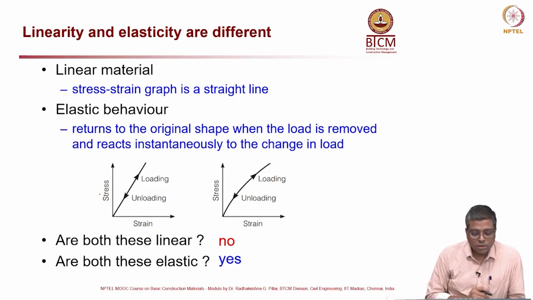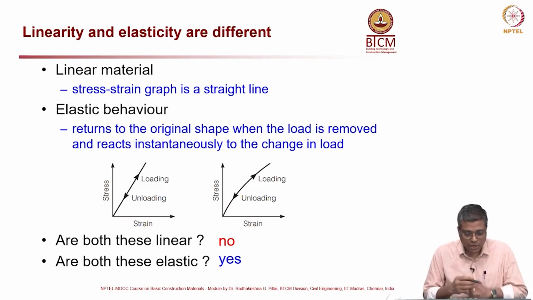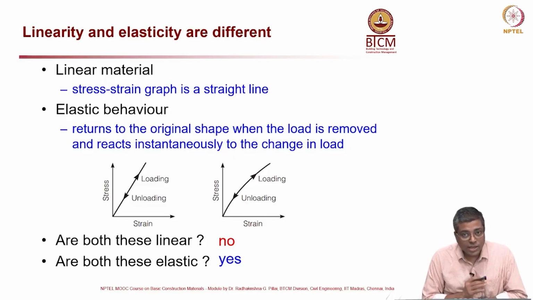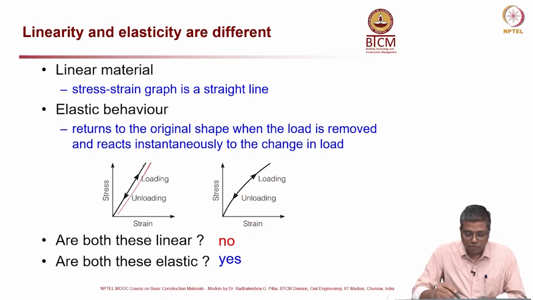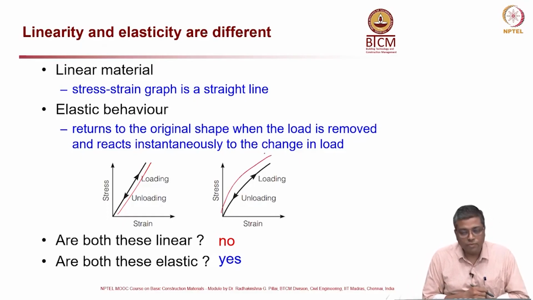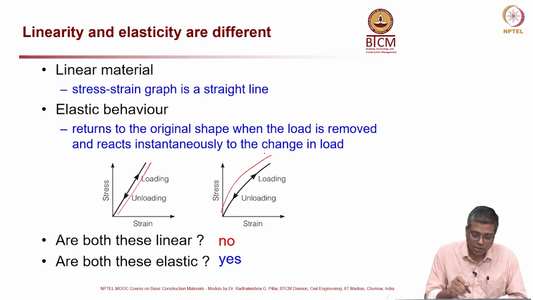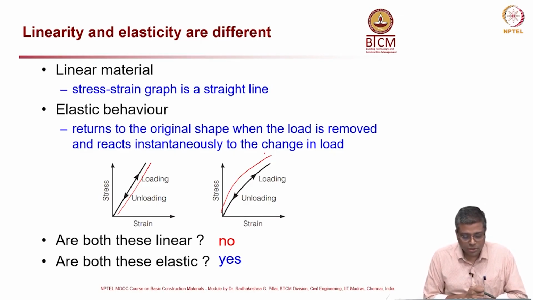Now, when you look at stress strain behavior, you can see sometimes the graph looks like a straight line, sometimes curved like this one, the second. For a linear material, the graph will be a straight line like the first one. You can have elasticity, but it need not be linear all the time. There could sometimes be curved graphs like this also. So, the question is, are both these linear? The answer is no. Okay. The first one is linear, the second one is not linear, it is non-linear.